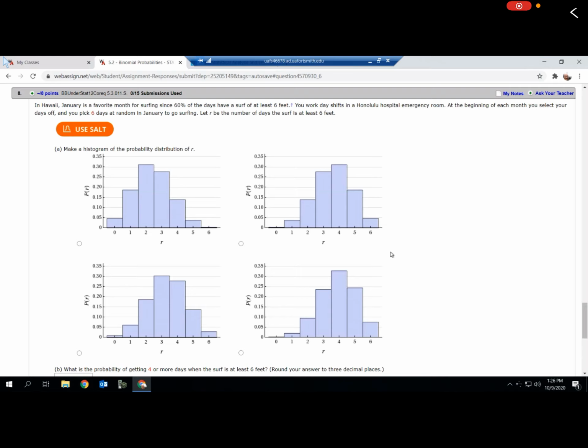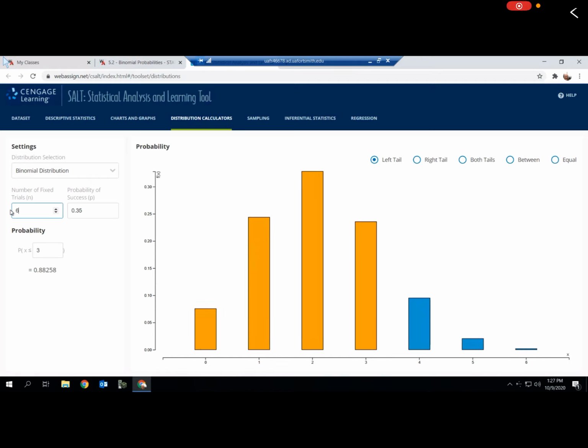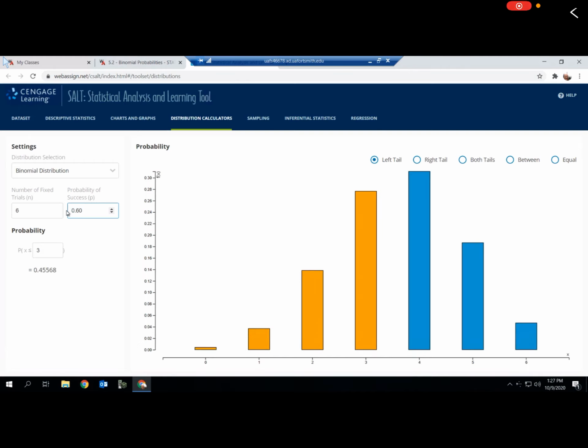Okay, so we're going to make a histogram. All right, so N is 6. P is 0.60. And let R be the number of days the surf is at least 6 feet. We're going to leave it on binomial because either the surf's 6 feet or more or not. That probability is 0.60. And I'm going to switch this to equal.